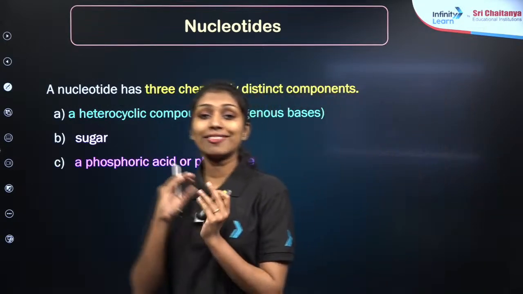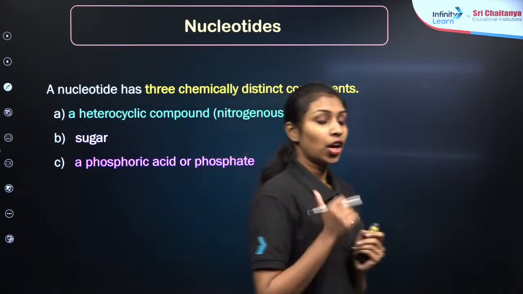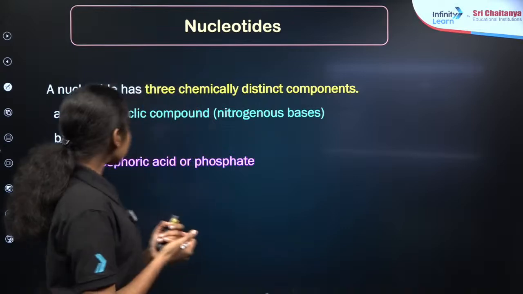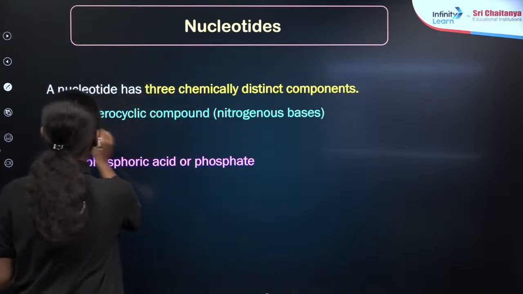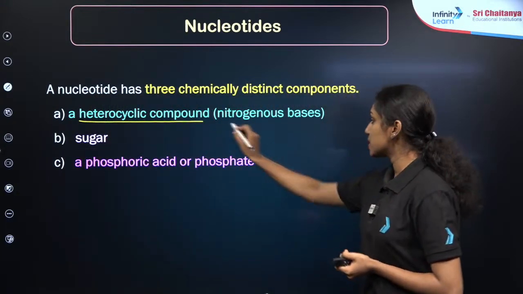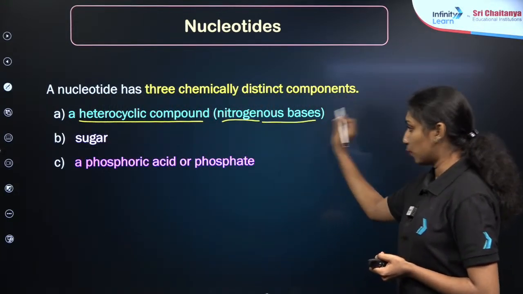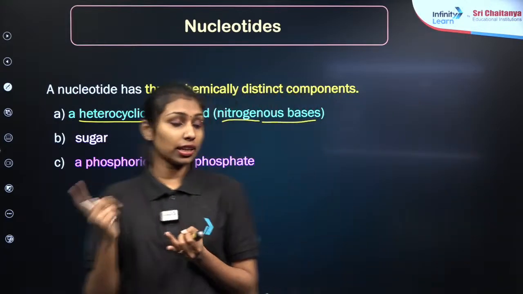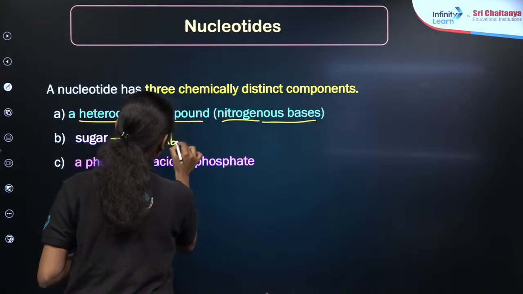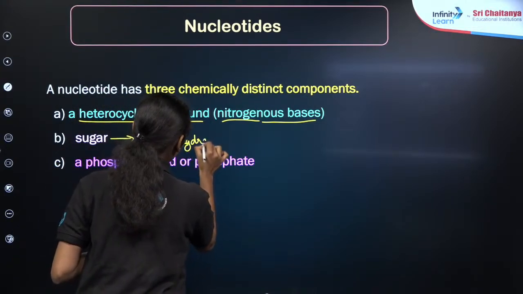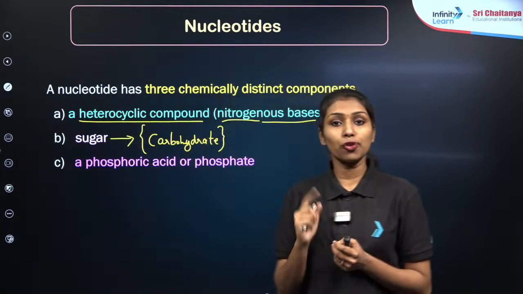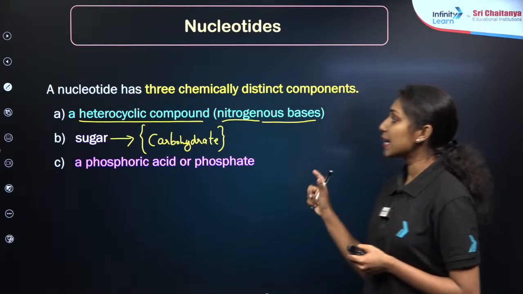So, first of all, we have to learn what we mean by nucleotides. What are the major components present in a nucleotide? You can see over here, there is a heterocyclic compound known as nitrogenous bases in the case of a nucleotide. Then the second part is a sugar molecule, or a carbohydrate molecule. We have already discussed sugars in our first class. The last one is phosphoric acid or a phosphate group. These are the three components present in a nucleotide.